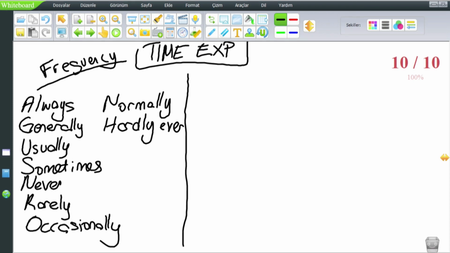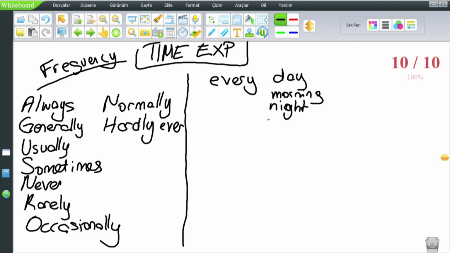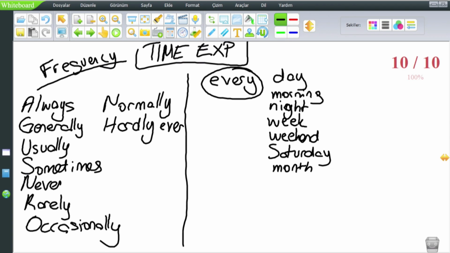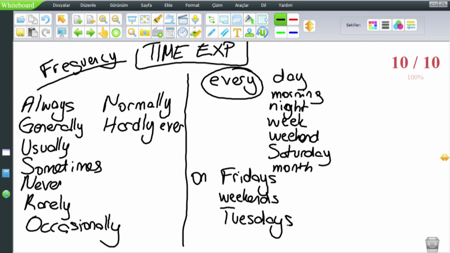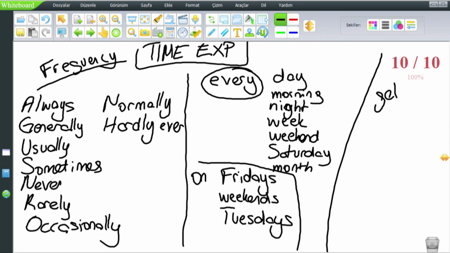But we also have normal time phrases that go at the beginning or at the end of the sentence. For example, every day, every morning, every night, every week, every weekend, every Saturday, every month. You can use this with any time expression you want. We also have a similar one, for example, on Fridays, on weekends, on Tuesdays. These mean almost the same thing, and both of them go at the end of the sentence.